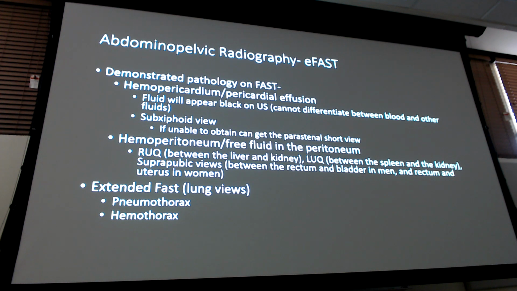What are we going to see? Blood in areas it's not supposed to be. That's the gist of it, right? Hemopericardium, so blood in the pericardium. Yeah, sometimes we can see the pericardial effusions. We can see the hemoperitoneum, so blood in the peritoneum, fluid in there. The extended FAST, that's what the E stands for, is extended to pneumothorax and hemothorax that we talked about already.